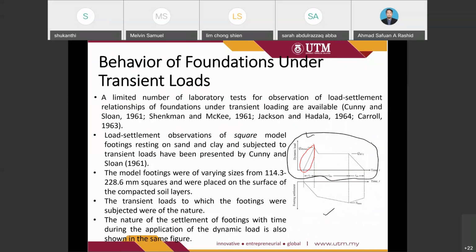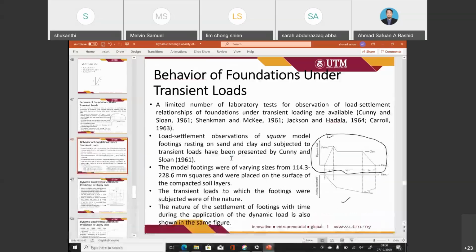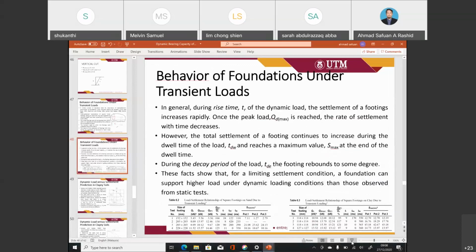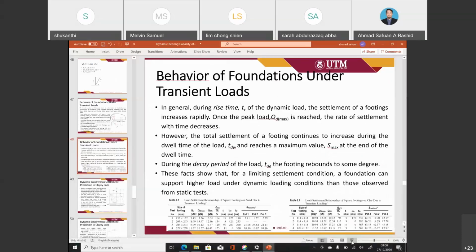In this situation, the load does not have a high increment compared to the previous condition. However, the total settlement of the footing continues to increase during the dwell time of the load and reaches a maximum value at the end of the dwell time.